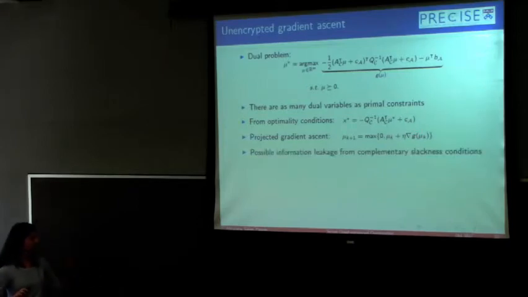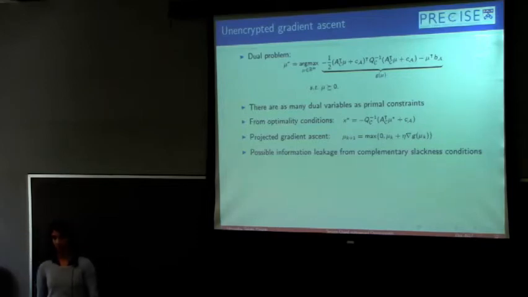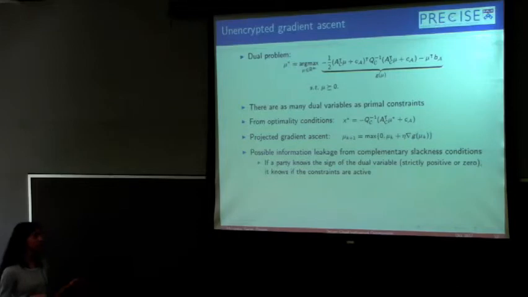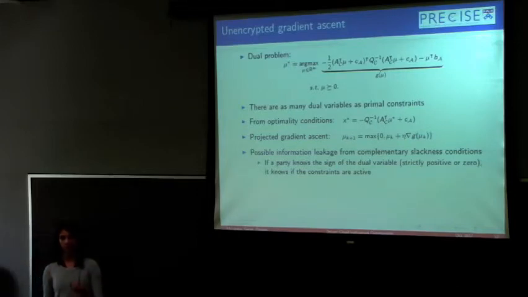However, there are more optimality conditions that we need to take in account. And those are the complementary slackness conditions. And that's the reason because we know what the dual variables at optimum mean. They tell us if the primal constraints are satisfied with strict inequality or with equality.